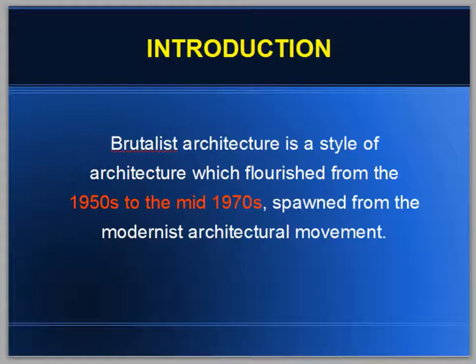Introduction. Brutalist architecture is a style of architecture which flourished from the 1950s to the mid-1970s, spawned from the modernist architectural movement. One of the most defining features of this look is the use of raw concrete that makes the building appear as though it consists of many identical modular elements.